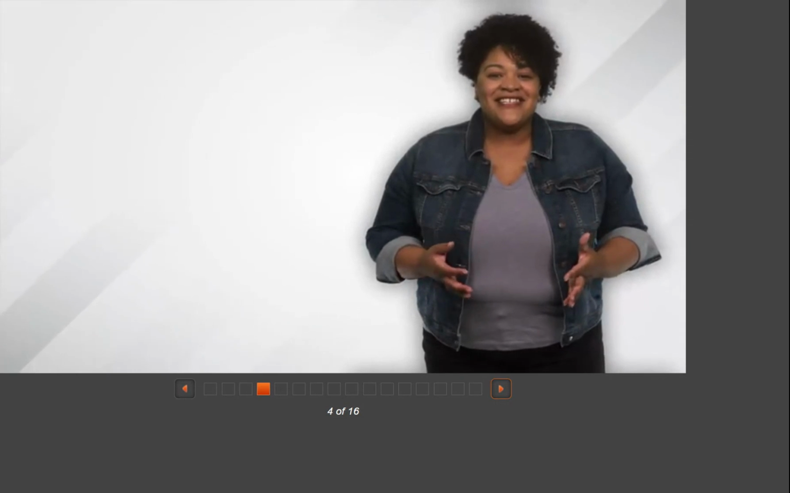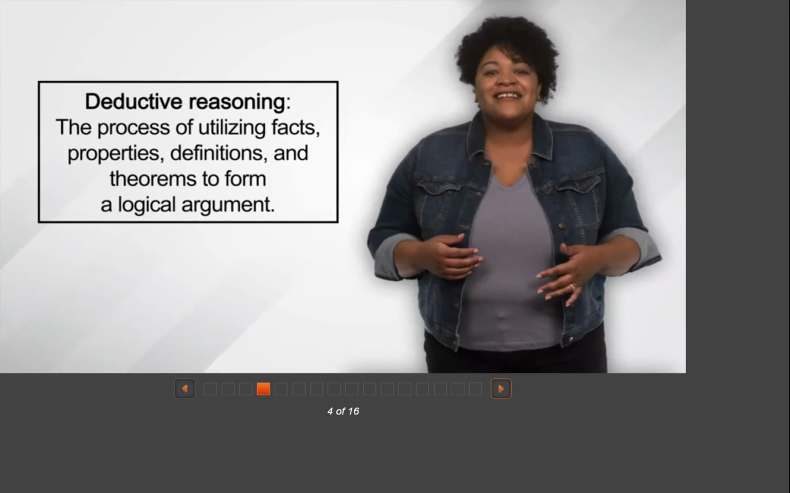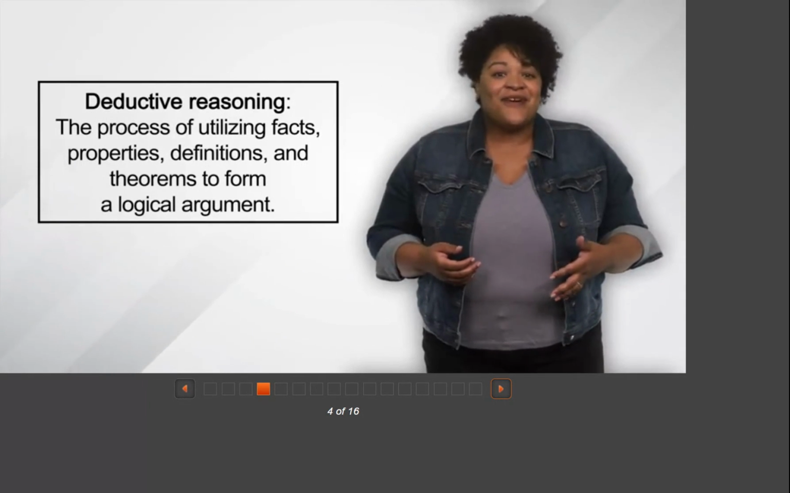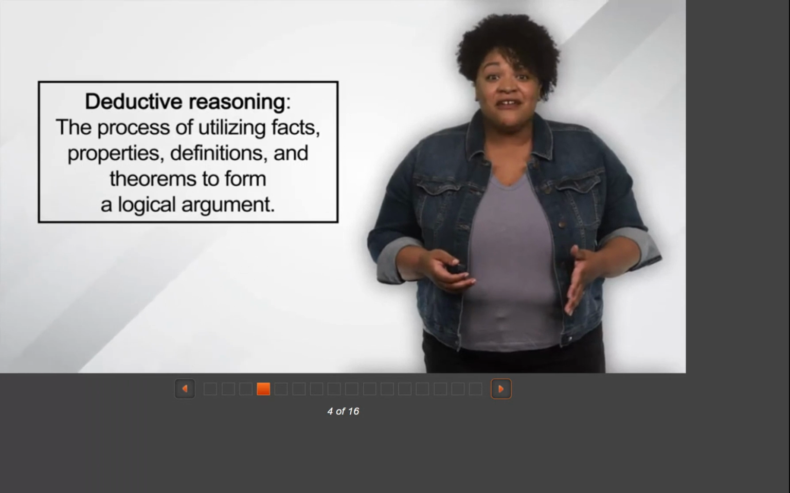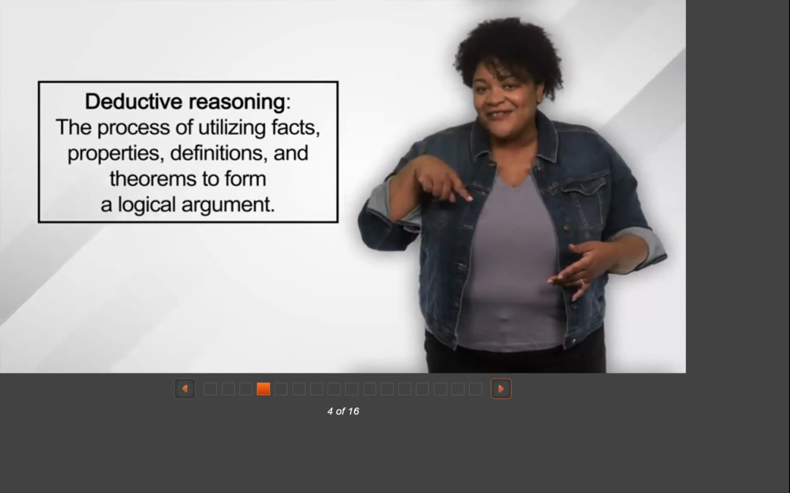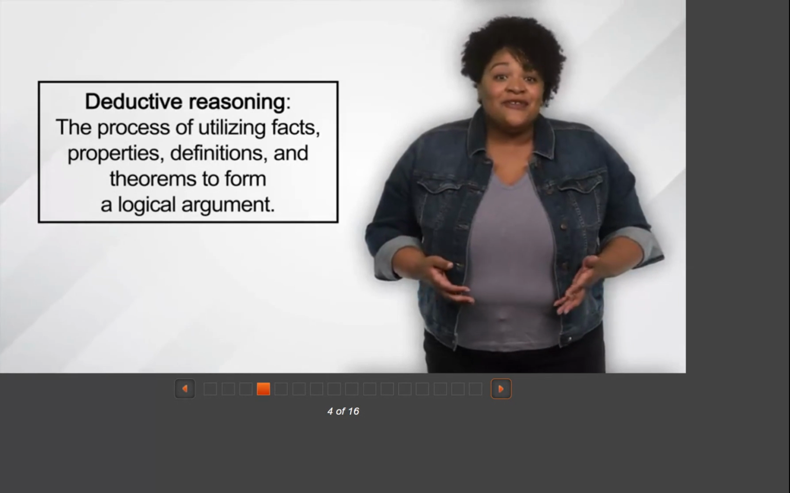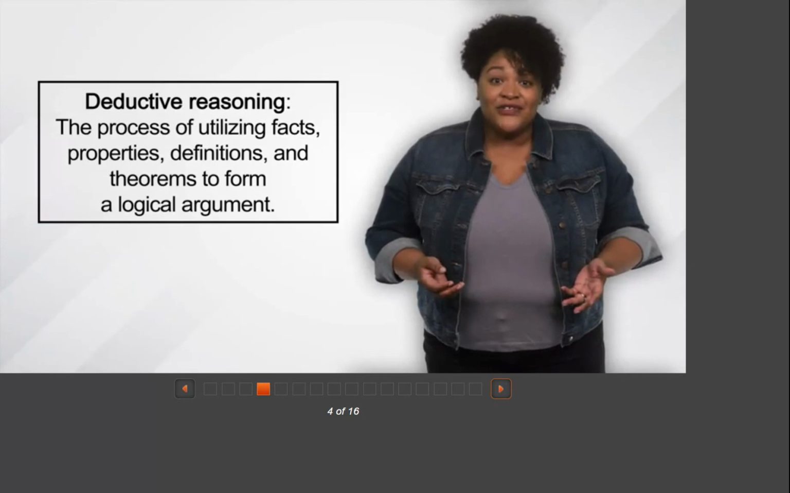I'd like to tell you about deductive and inductive reasoning. Deductive reasoning is the process of utilizing facts, properties, definitions, and theorems to form a logical argument. And it works in the top-down direction. We start with our facts and our givens, and we use deductive reasoning to make conclusions.